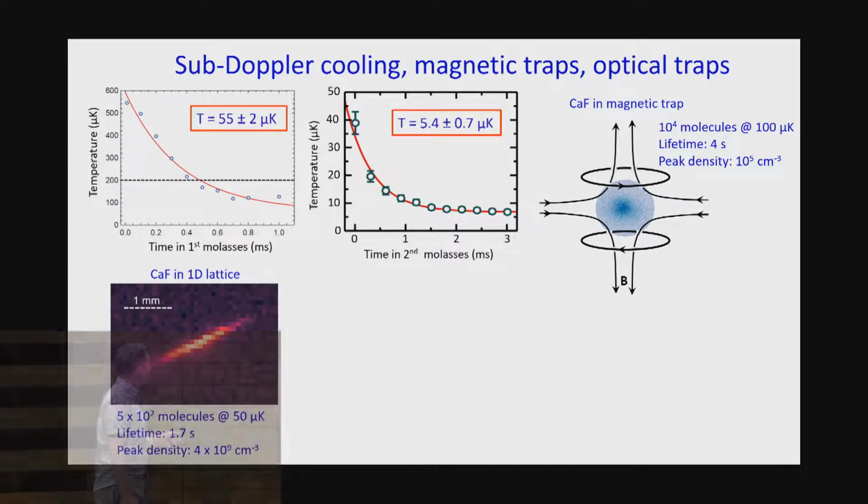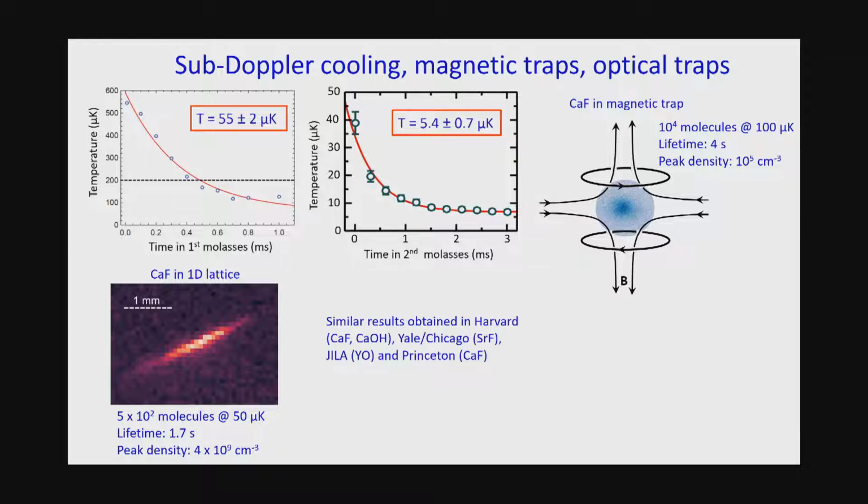Here are calcium fluoride molecules in a 1D optical lattice, where we have about 500 molecules at 50 microkelvin. The lifetime in the lattice is about 1.7 seconds. And because we cool the molecules into the lattice, the density goes up, and we have a peak density of about 4 times 10 to the 9 per cubic centimeter.